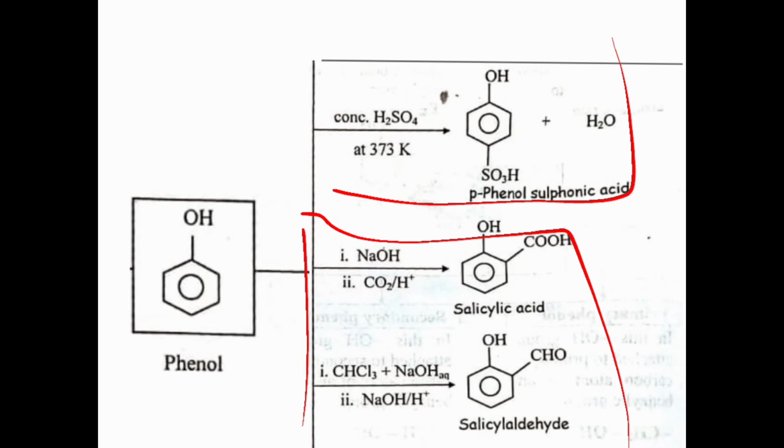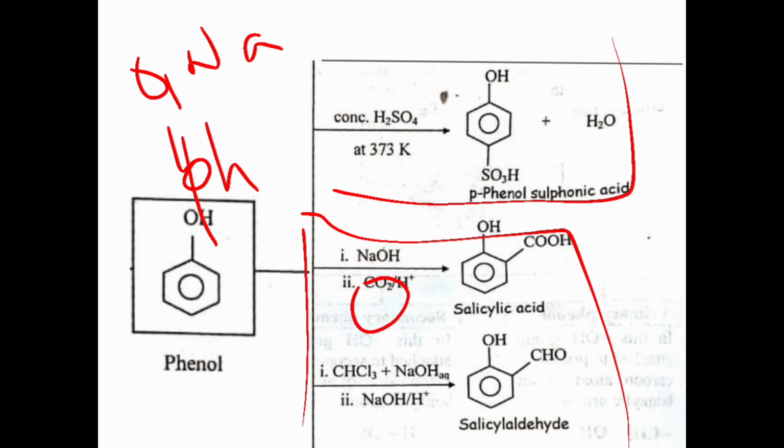What happens here? When phenol reacts with NaOH, sodium phenoxide is formed, that is phenol with ONa here. And when it reacts with carbon dioxide and hydrogen, the C double bond OH will get attached to the ortho position, resulting in salicylic acid.